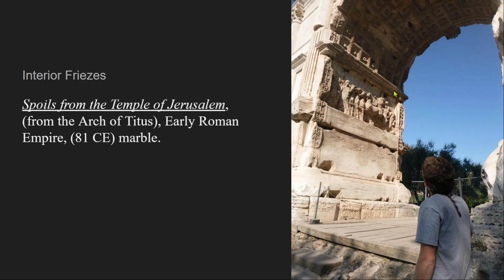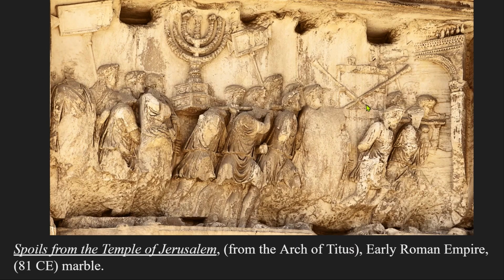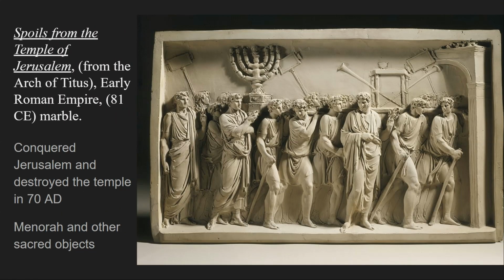And so we're going to look at one of these friezes on the interior. So here's the other side. We're going to look at the opposite with our spoils from the Temple of Jerusalem. So the victory that is celebrated here is the conquering of Jerusalem in 70 AD by Titus. Here's an artistic reconstruction. And so the Romans conquered Jerusalem and they destroyed the temple in 70 AD. And we know that because they're carrying the menorah and other sacred objects from the temple.